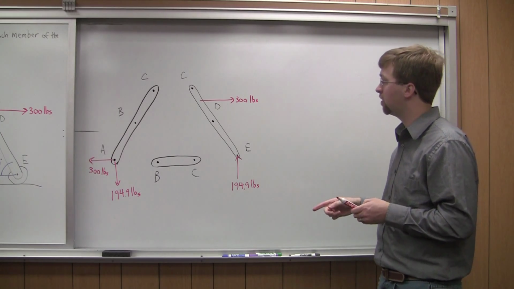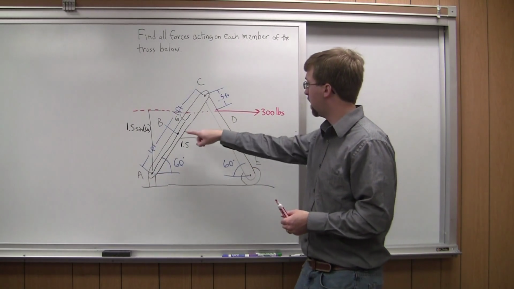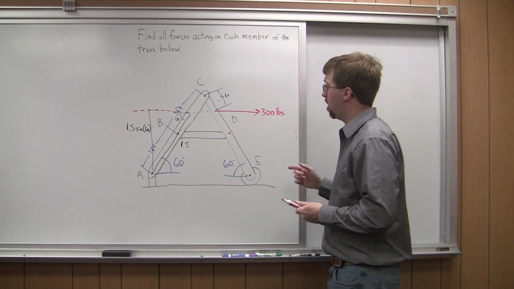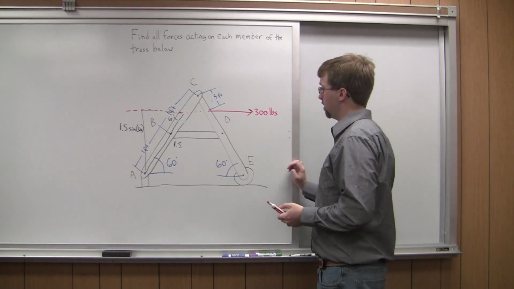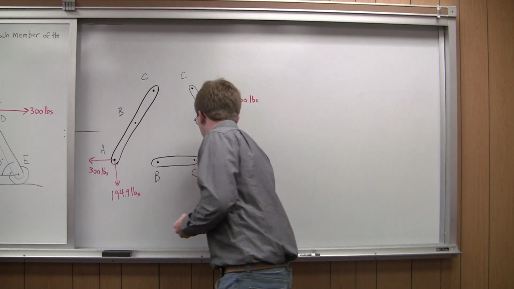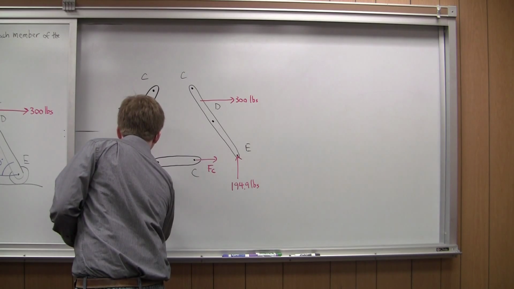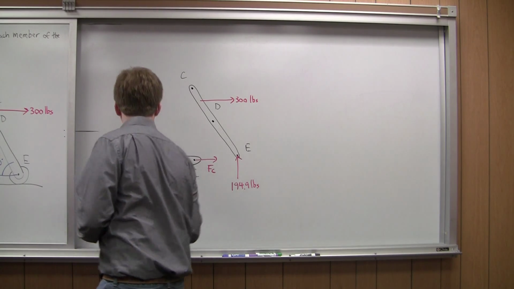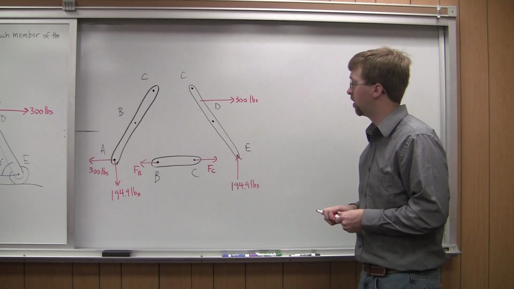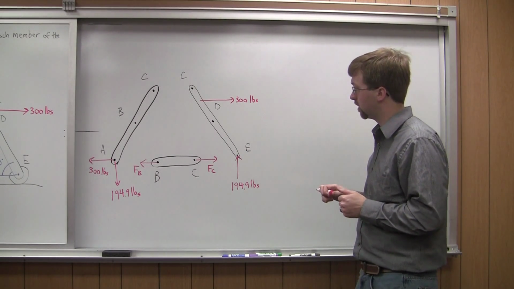So the first thing I'm going to notice is that BC, this member right here in the center, that's going to be a two-force member. So it's going to be in tension or compression. So I'm going to assume it's in tension to start with. And I want to draw in those forces. I'm just going to call this one FC, and this one FB, like so. And so I know that is a two-force member there. And that's going to help me in my analysis. It's less forces I need to deal with. I know that they're acting horizontally like that.